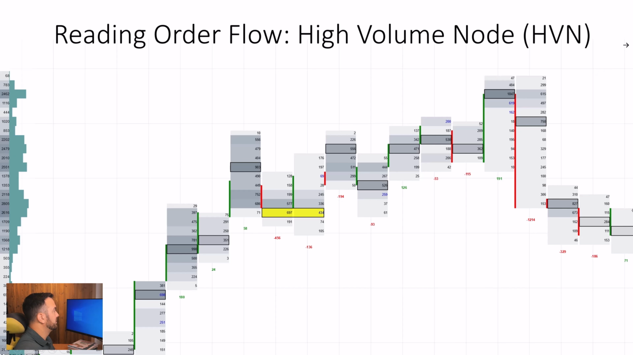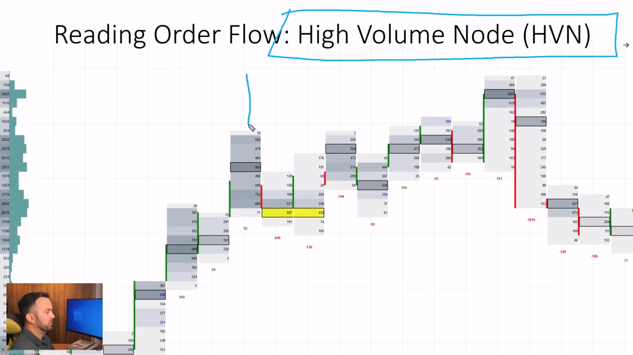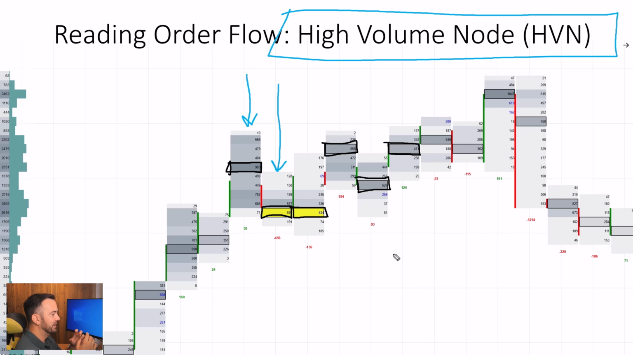Now, speaking of the importance of heavy volumes, I also need to mention high volume nodes. There's a high volume node in every footprint. My software draws a black bracket around that high volume node, and it's the place where the heaviest volumes were traded in each footprint, right? So in each footprint there is a high volume node, and it shows where the heaviest volumes were traded in that particular footprint. I'm not saying that you need to trade every high volume node that you can see on your chart, but it's usually handy to know where the heaviest volumes were traded in each footprint, right?